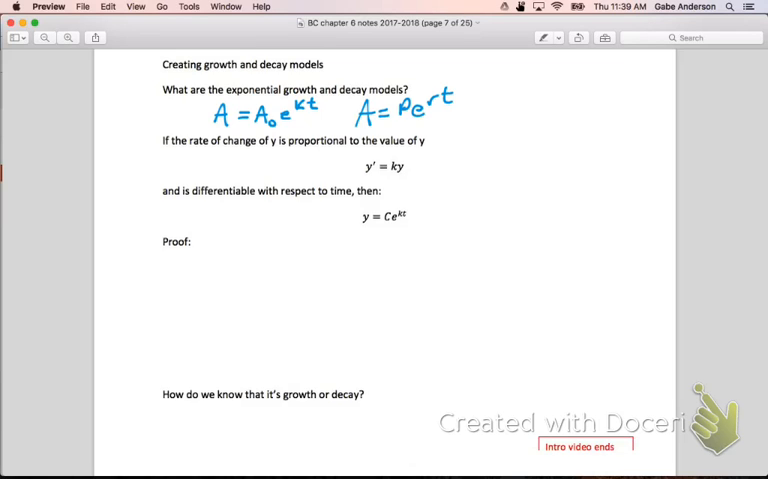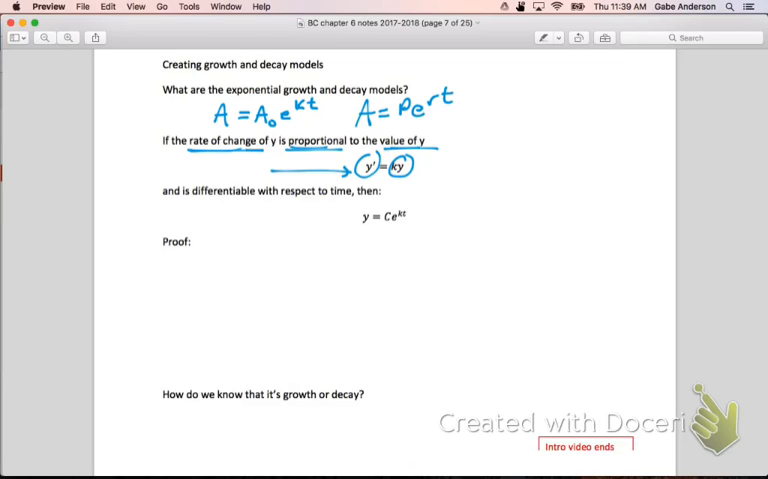There's all kinds of different scenarios here, but the basic plot is that the final amount is equal to the beginning amount times e to some constant times t. So we're going to talk about where that comes from. It comes from this: if the rate of change of y, which would be y prime, is proportional to the value of y, that would be k times y. So really all this is saying is that the rate of change is proportional to the value of y. As the amount of y increases, the rate increases, or as the amount of y decreases, the rate decreases. In other words, the rate of change depends on how much is actually there.